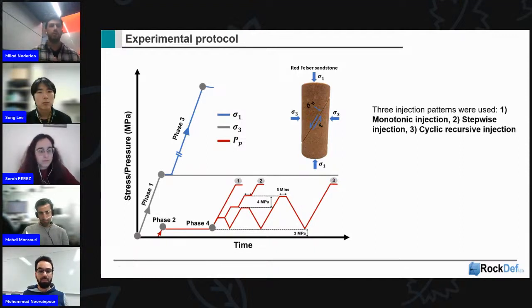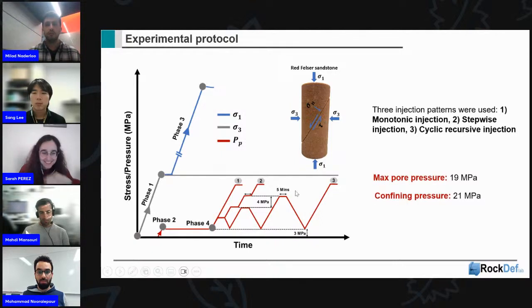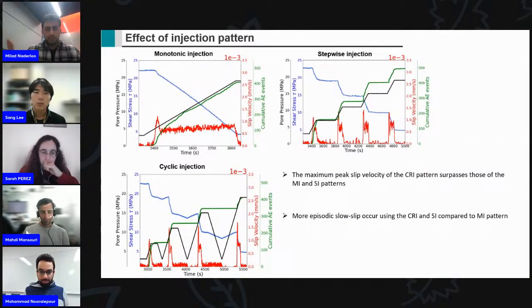We want to see how we can inject down into our subsurface, hydrogen for geothermal or compressed air, while avoiding a big earthquake, or replacing a big earthquake with a couple of small earthquakes. So here, with all the injection patterns, we reach 19 megapascal pore pressure, and the confining pressure, sigma 3, is 21 megapascal.